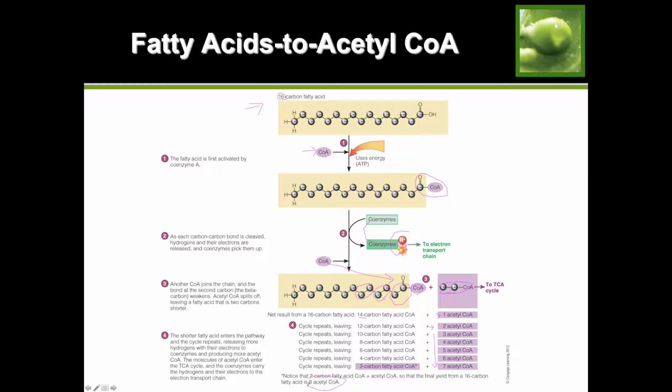So if I ask you, how many acetyl-CoAs can you get from a 16-carbon fatty acid chain? Your answer is going to be 8. How many acetyl-CoAs can you get from a 14-carbon fatty acid? Your answer is going to be 7. Okay?